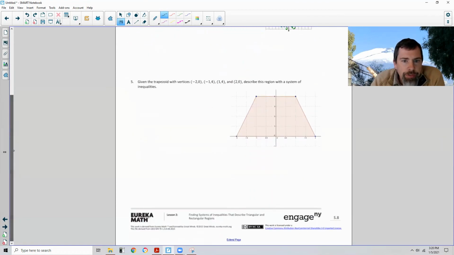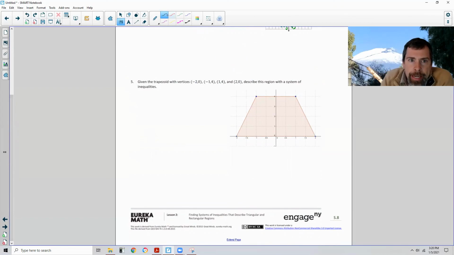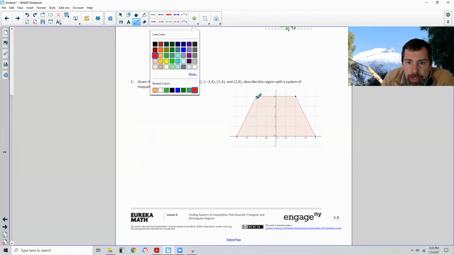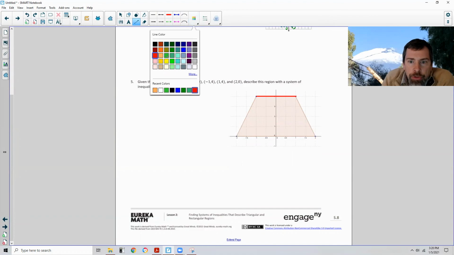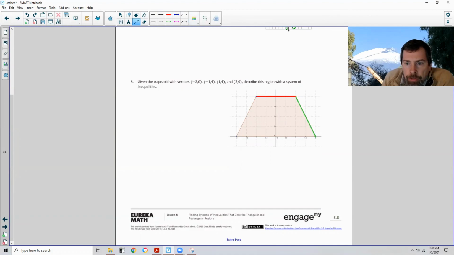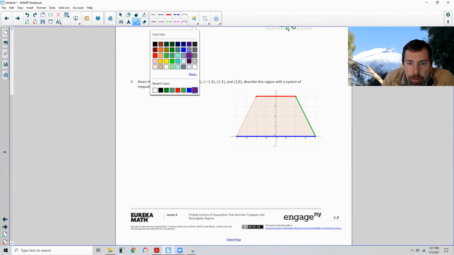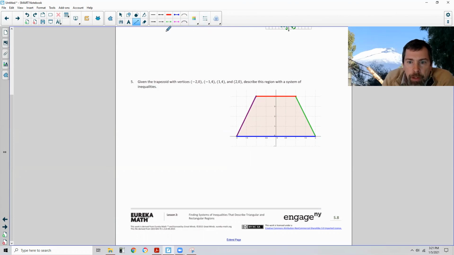Okay, number 5. We're given this trapezoid. They gave us the points, the vertices, and we wanted a system of inequalities again. So I'm going to do the same thing. I'm going to choose a segment. We'll start with red, and we'll just work our way around like so. And then I'll switch to green, and that is going to be this segment on this side. And then I'll switch to blue, and that will be this. And finally, purple will be this side. Okay, so we have 4 equations in this system.